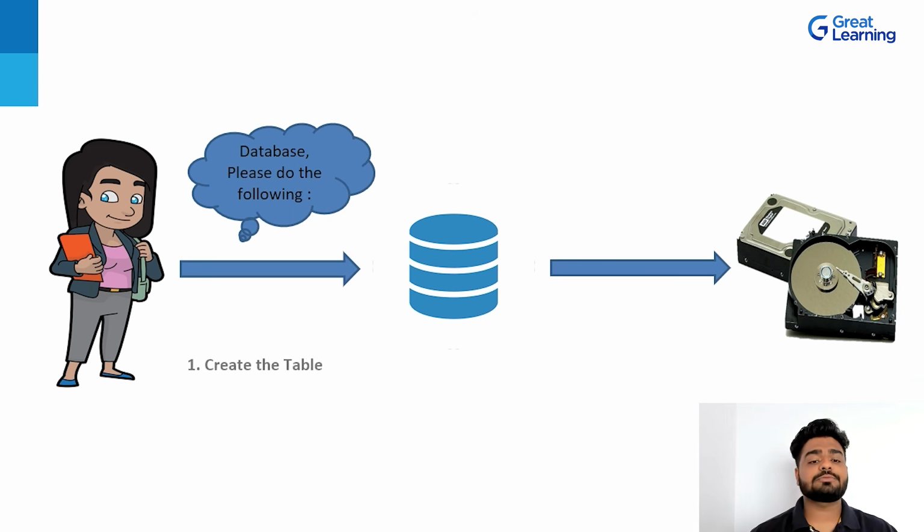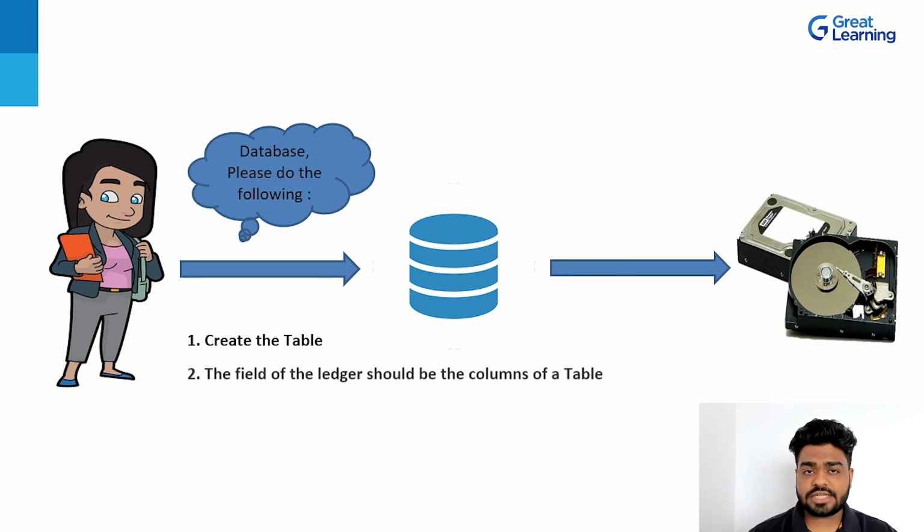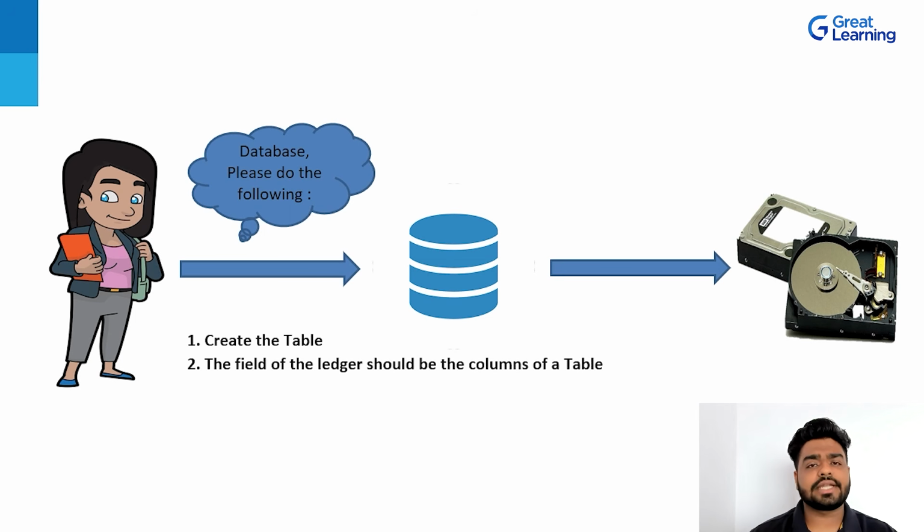So let's say the very first procedure is create the table. We need to tell DBMS that, hey, we need to first create the table. Which table? Let's say some name, student table. The fields of the ledger should be the columns of the table. Whatever fields we have given in the ledger, that is nothing but the columns of the table.